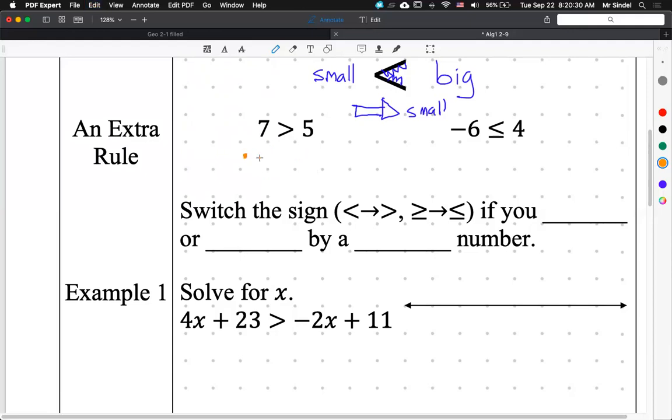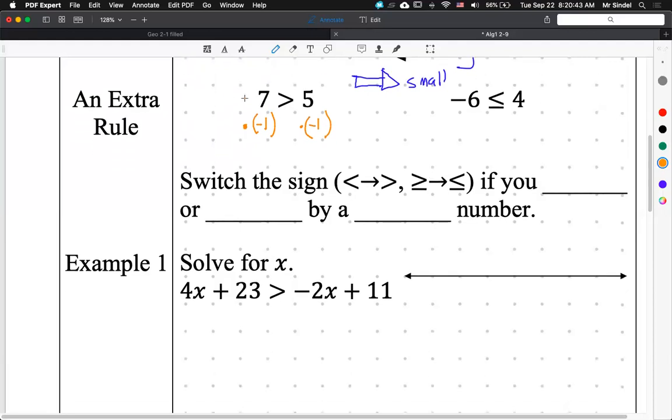Watch what happens now. I'm going to multiply by -1. And this one I do want you to write down. What happens when we multiply both sides by -1? Then I have something that looks like this. I have -7 because -1 times whatever just flips a sign. So -7 is greater than -5.